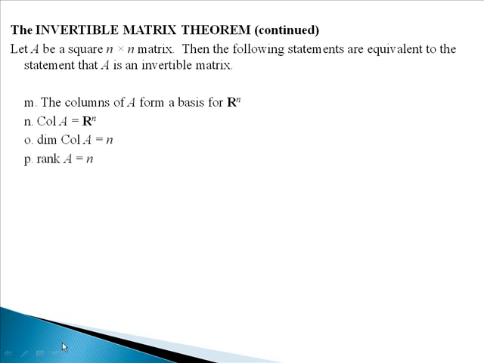P, the rank of A is equal to n. Q, the null space of A is equal to the 0 vector. And R, the dimension of the null space of A is equal to 0. And remember, if our matrix is invertible and I have a pivot in every row, then I don't have any free variables. So that's why the null space of A is the 0 vector and the dimension is 0.